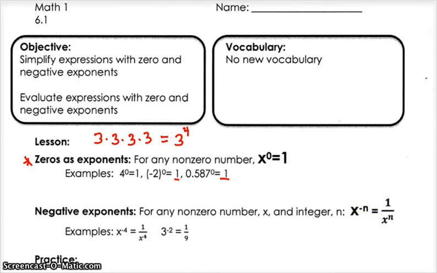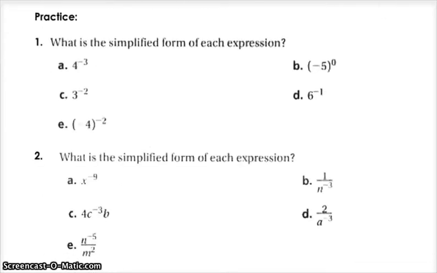Let's go ahead and do a little practice here. In question number 1, we're writing the simplified form of each expression. I could have negative numbers as the exponent, or I could have 0. Let's look at A. I've got 4 to the negative third power. This gets rewritten as 1 over 4 to the third power. If I reference my exponent sheet, I know that 4 to the third power is 64, so my final answer is 1 over 64.